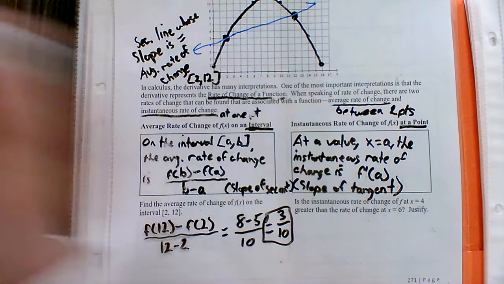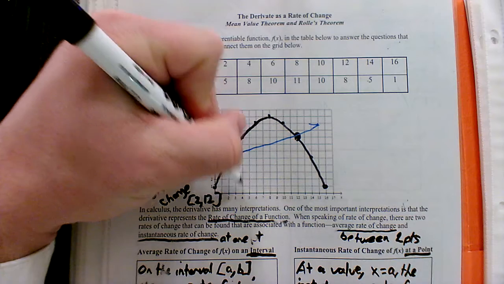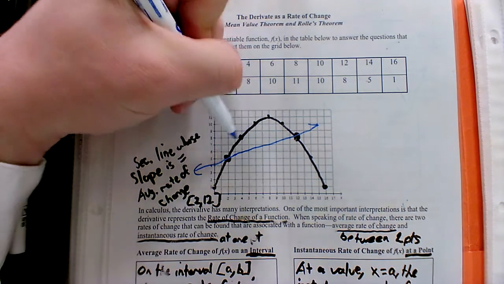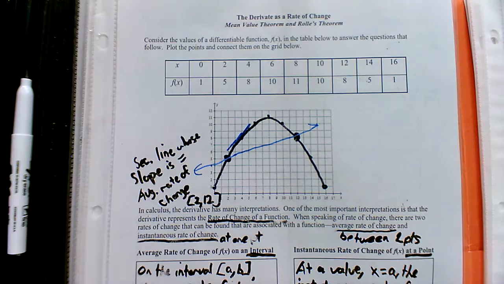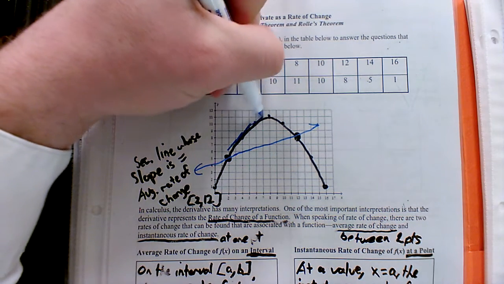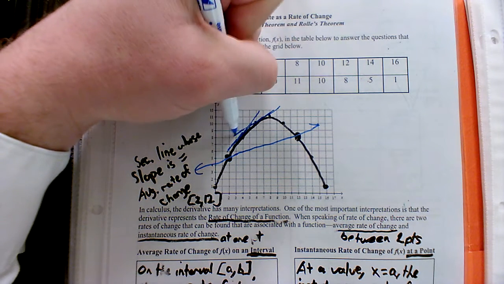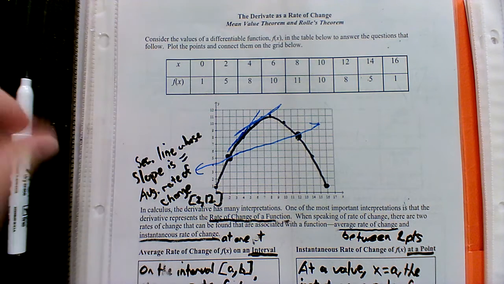So let's go up to the graph. At x equals 4, we would be right here. We would have a tangent line that goes right there at x equals 4. They also want us to look at x equals 6, which would be right here. So I would have a tangent line at x equals 6 like that. So I have those two tangent lines, one at x equals 4, one at x equals 6.